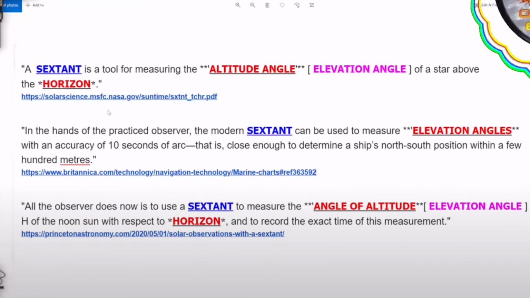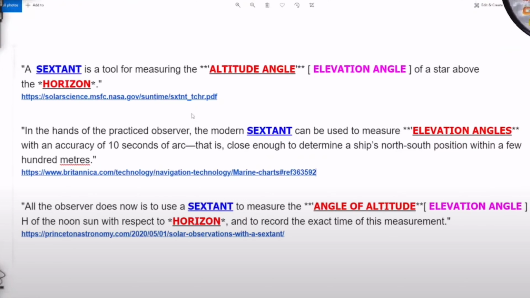A sextant, from NASA, our favorite source: a sextant is a tool for measuring the altitude angle, elevation angle of a star above the horizon. It's over. Right here with elevation angle. Elevation angle, you need a horizontal, flat, level, adjacent, period. Britannica: in the hands of a practiced observer, the modern sextant can be used to measure elevation angles with an accuracy of 10 seconds of arc. That is, close enough to determine a ship's north-south position within a few hundred meters.